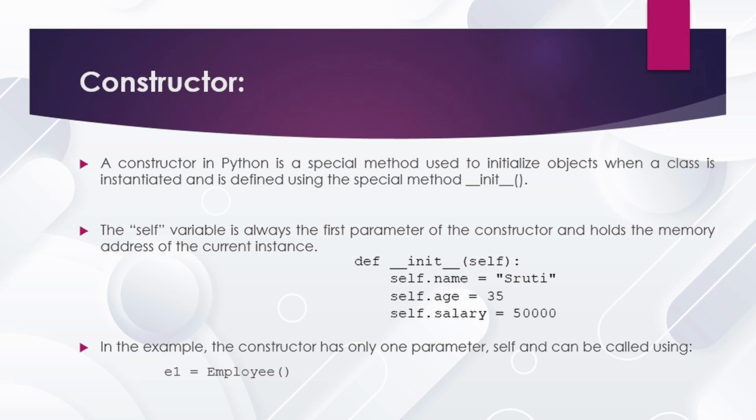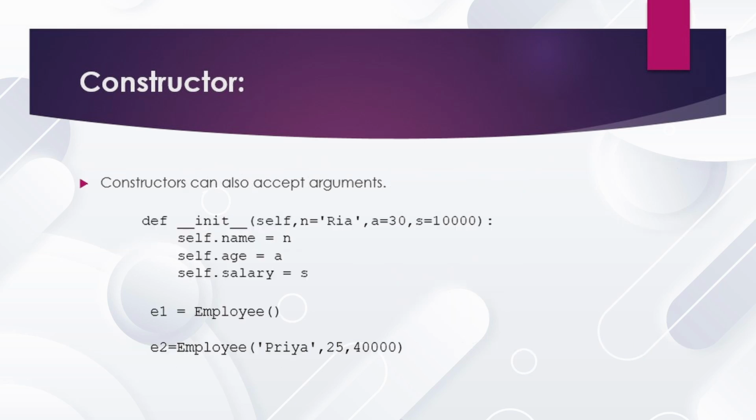Here, the constructor has only one parameter, which is self, and it can be called using the line E1 equal to employee. The empty parenthesis here indicates that no arguments are being passed to the constructor. However, constructors can also accept arguments. Here we have modified the code for the constructor to include parameters. Here, the parameters n, a and s have default values RIA, 30 and 10,000.